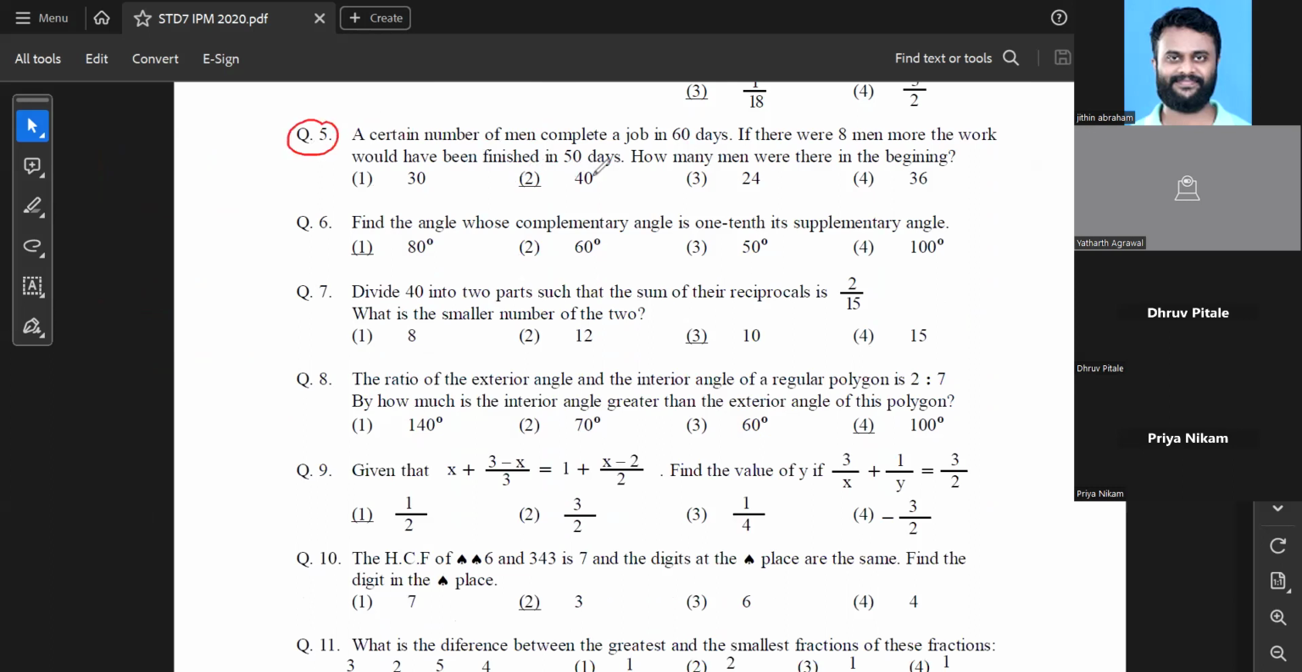A certain number of men complete a job in 60 days. If there were 8 more men, the work would have been finished in 50 days. How many men were there in the beginning?